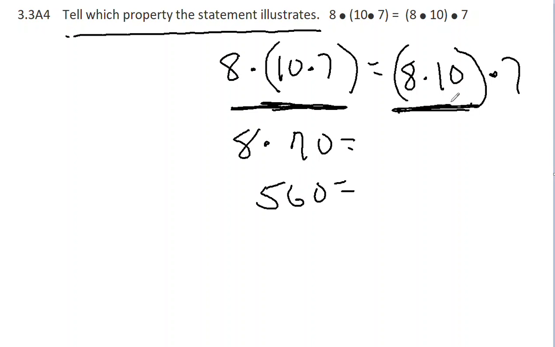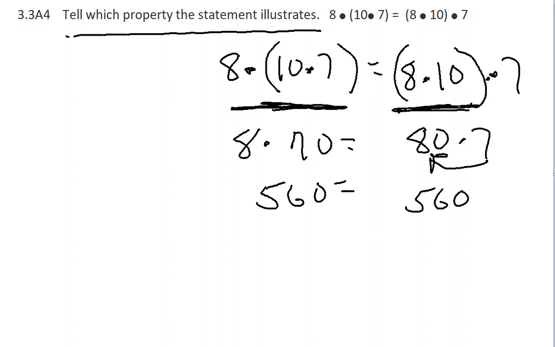On this side of the equation, we're going to group the 8 and the 10 together, so we do that first, and we get 8 times 10 is 80, times 7, and we realize that 7 times 8 is 56, plus the trailing 0, so it equals. So it doesn't matter how we group the numbers when we're multiplying.